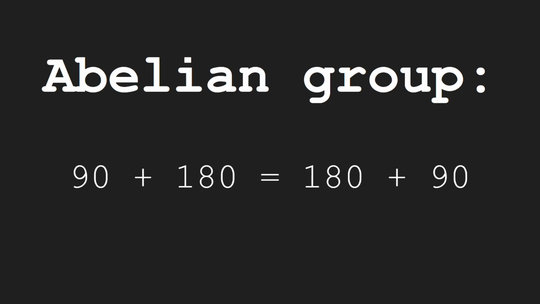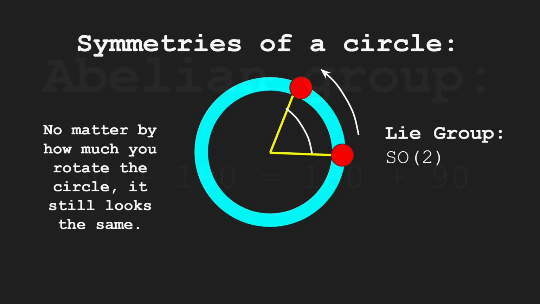Some figures have an infinite set of symmetries. Consider this circle. No matter by what amount you rotate it, this circle looks the same. The set of symmetries of this circle is what we call a Lie group. This particular Lie group is denoted by SO2, the group of rotations of a circle embedded in two-dimensional Euclidean space. A Lie group is a continuous group that is also a differentiable manifold.